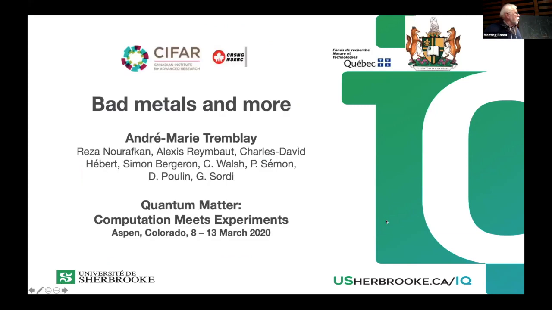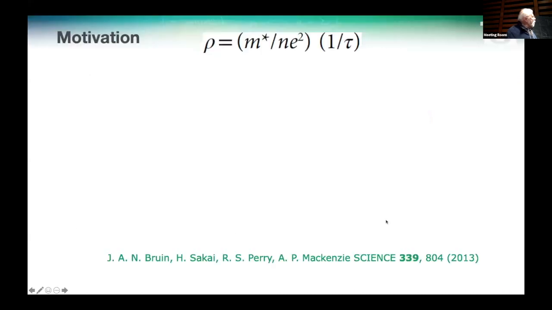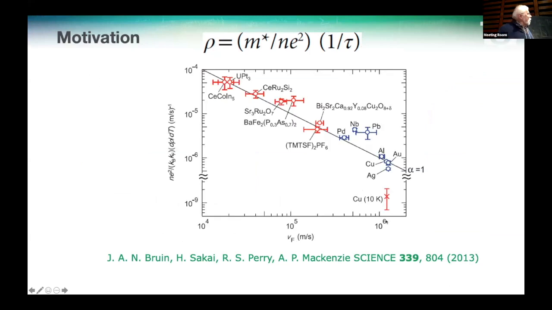Okay. So this was done by Reza Nour-Afghan and three of my students, Alexis Rimbaud, Charles-David Hébert, and Simon Bergeron. And the motivation, as you saw, is this resistivity that was found. I mean, this is a funny plot that I won't have time to explain.